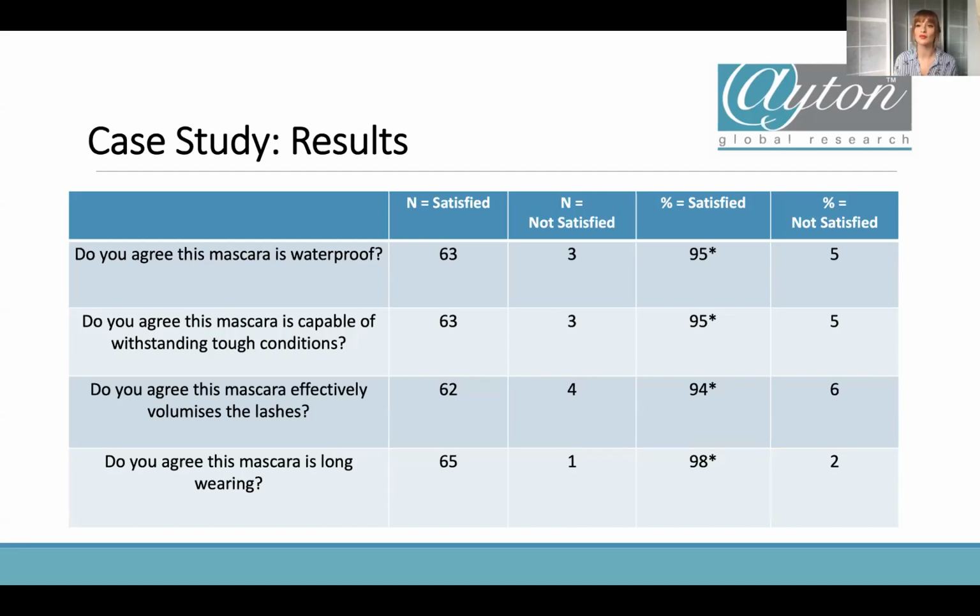So we know that 98% of people thought that at the end of the day, it still looked fabulous, which is great. I've actually used this particular mascara and I'm wearing it right now, and I have to say it does definitely last 8 hours.